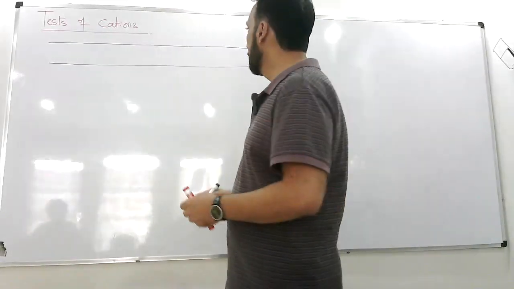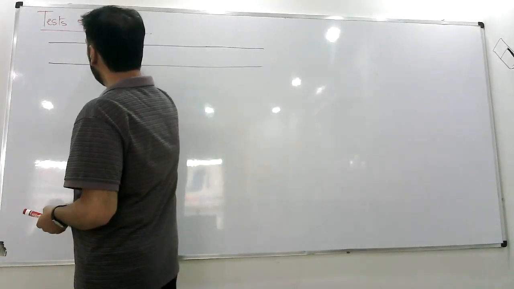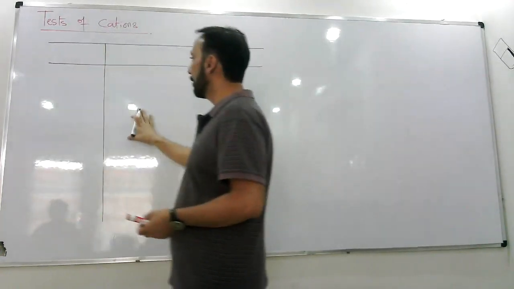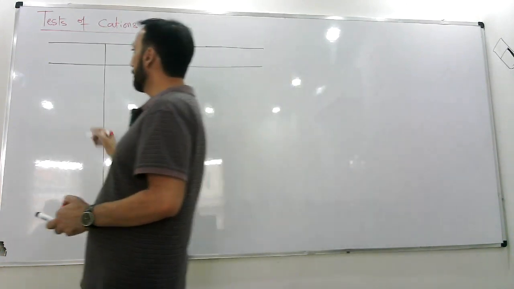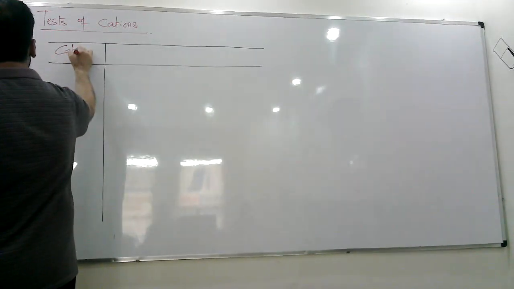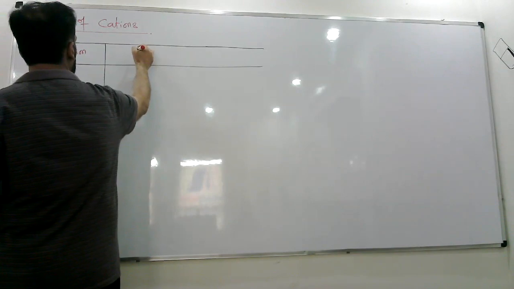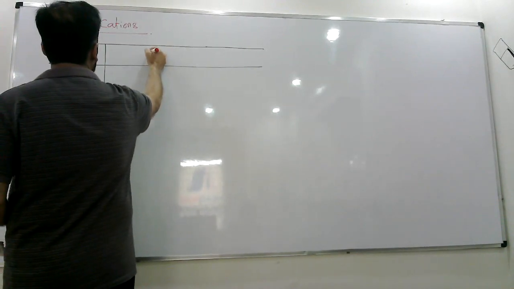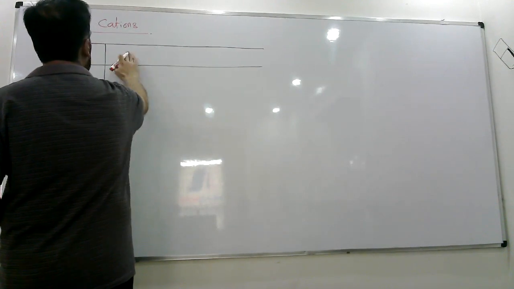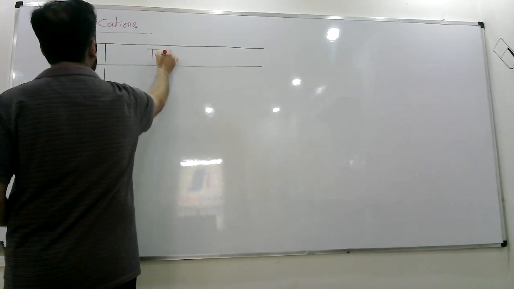ये नेक्स्ट है, फर्स्ट कॉलम में आइंस लिखेंगे तो दैट इज शॉर्ट, राइट हैंड साइड कॉलम थोड़ा बड़ा बना लें। It will be cations and NaOH test.